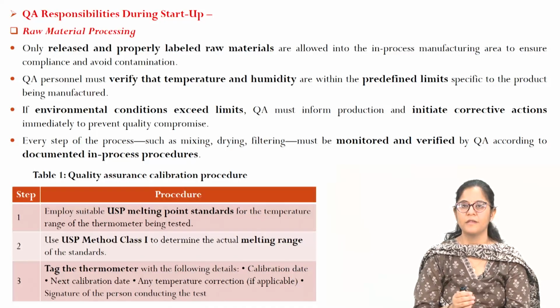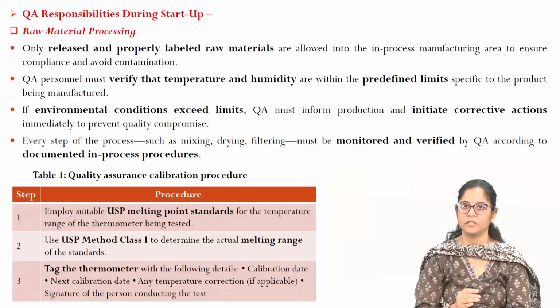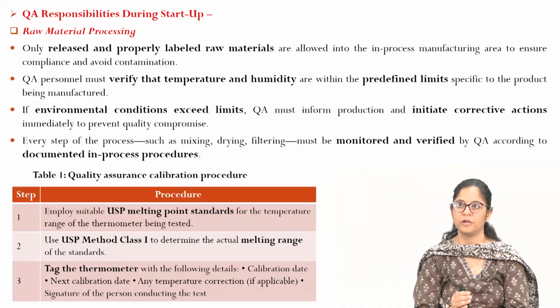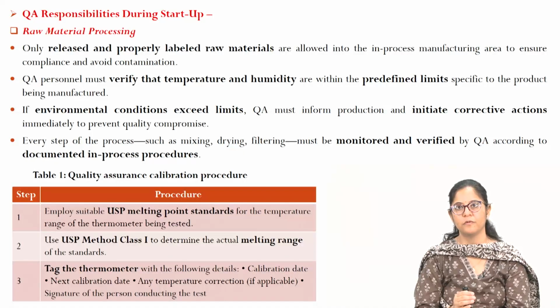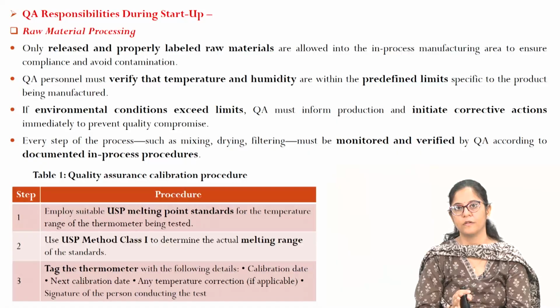The QA personnel must verify the temperature and humidity are within the predefined limits specific to the product being manufactured. If environmental conditions exceed the limits, QA must inform the production and initiate corrective actions immediately to prevent quality compromise. Every step of the process, such as mixing, drying, filtering, must be monitored and verified by QA according to the documented in-process procedure. So, quality assurance must undertake all these processes.